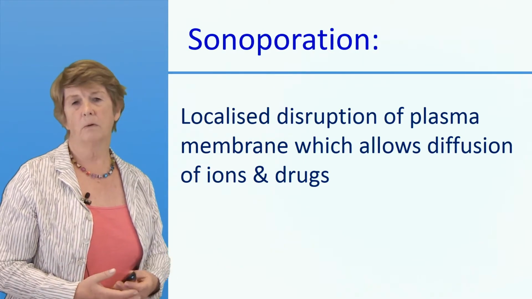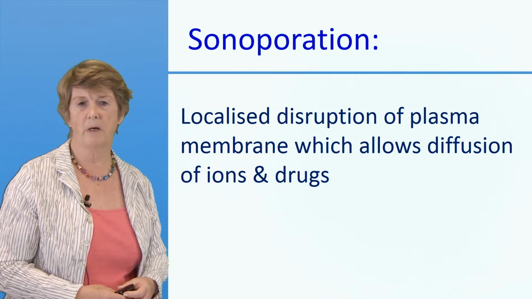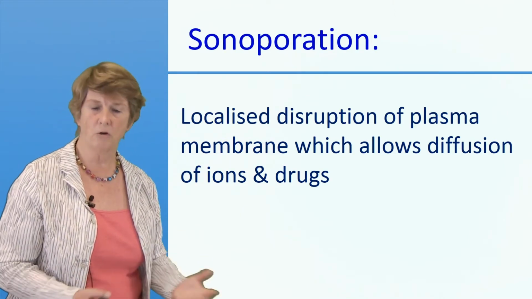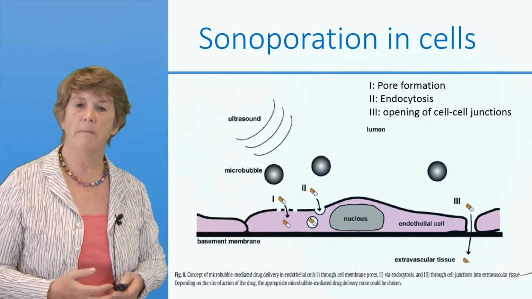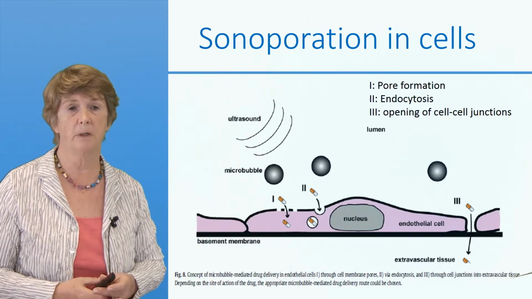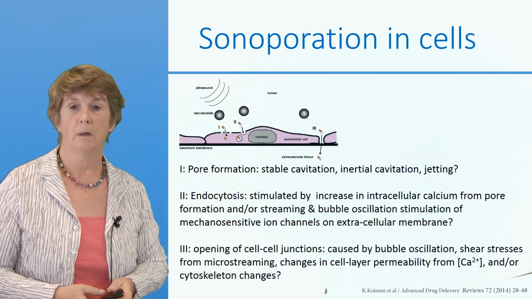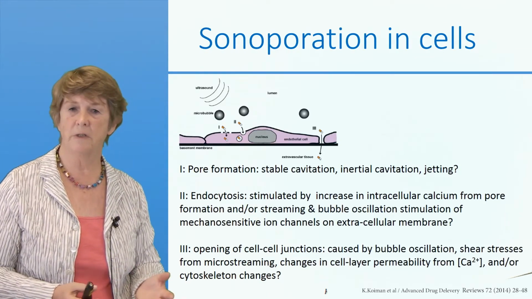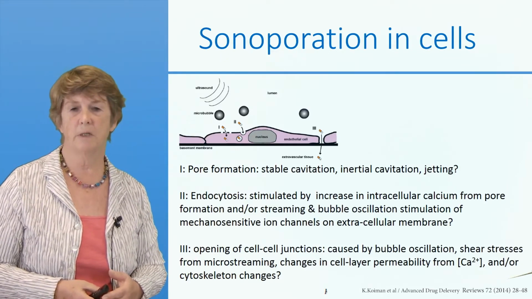This leads us to the effect known as sonoporation, which is the localized disruption of the plasma membrane, which will allow the diffusion of ions and drugs across the cell membrane. There are a number of hypotheses as to how this works. It may be that we get pore formation or endocytosis, or we just simply open the cell junctions. Pore formation, perhaps that's due to stable cavitation, to inertial cavitation, or to jetting that results from cavitation.